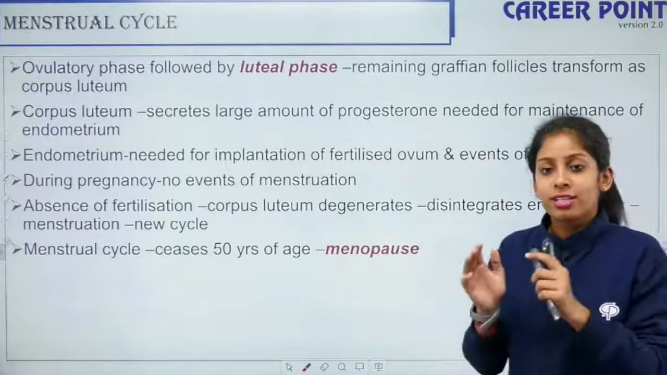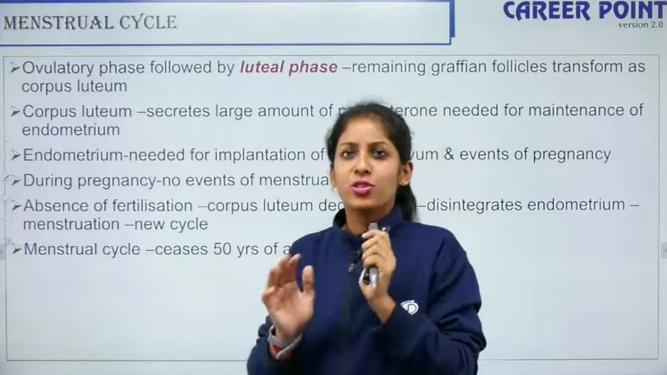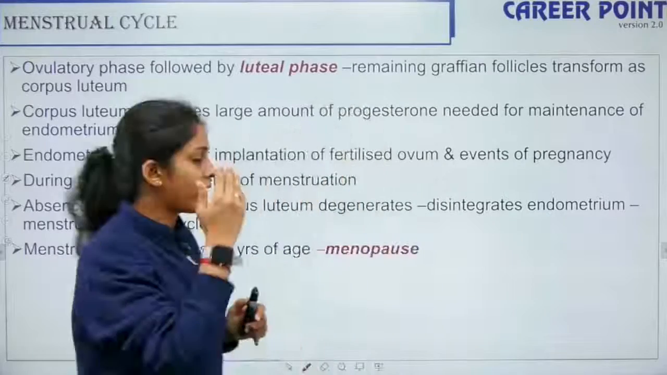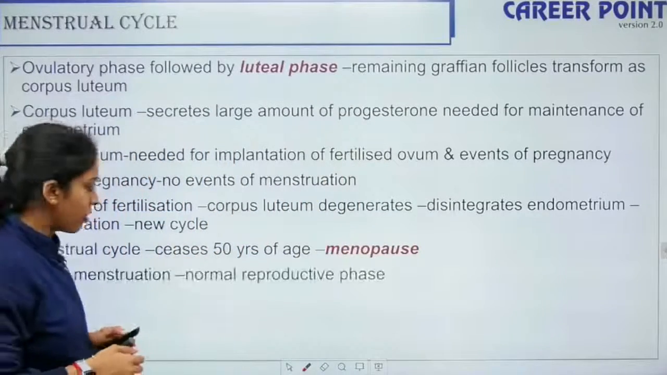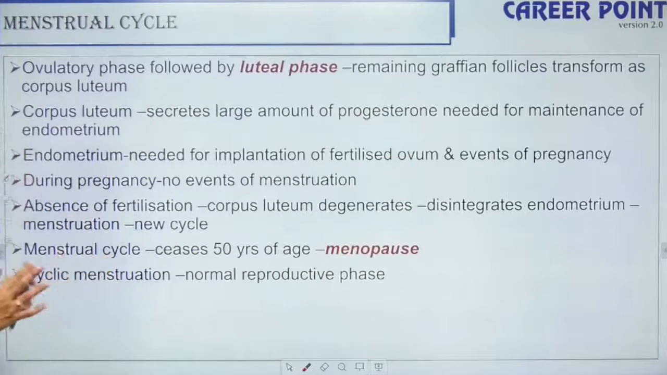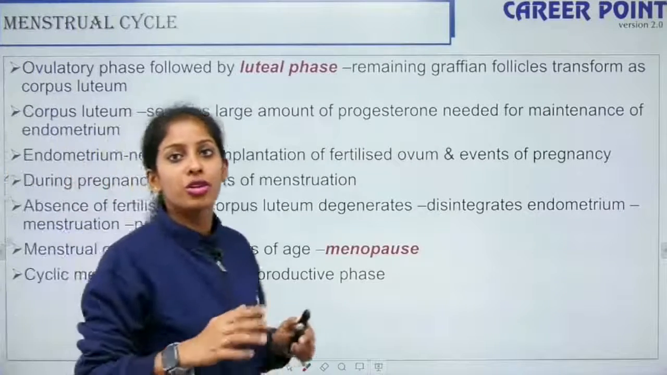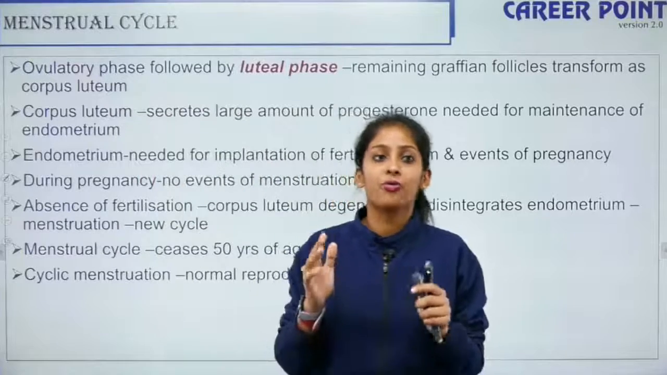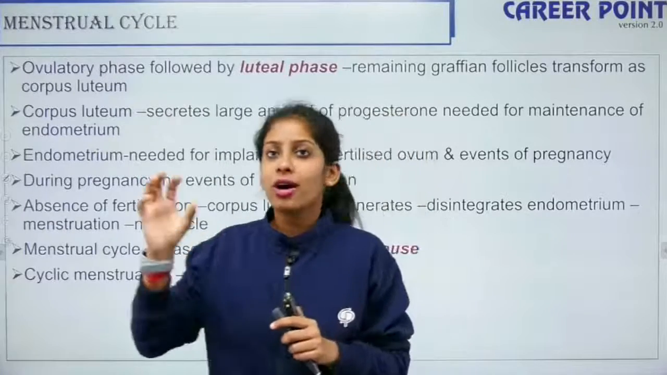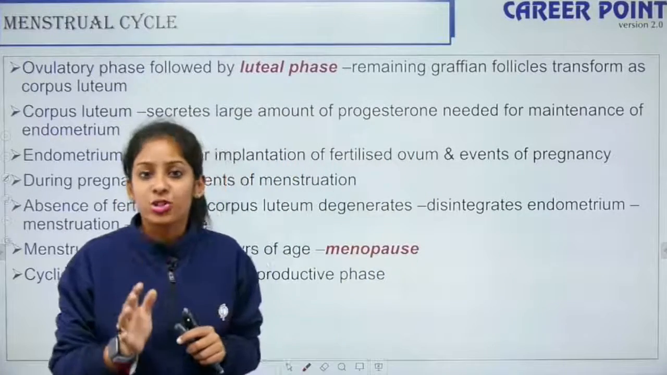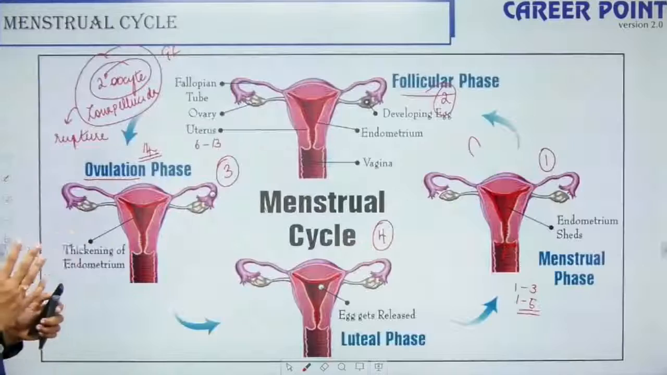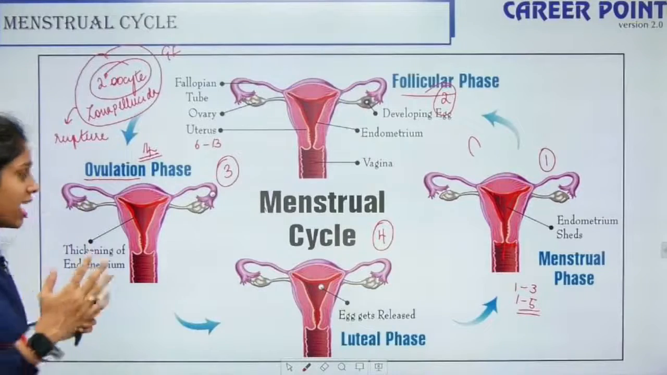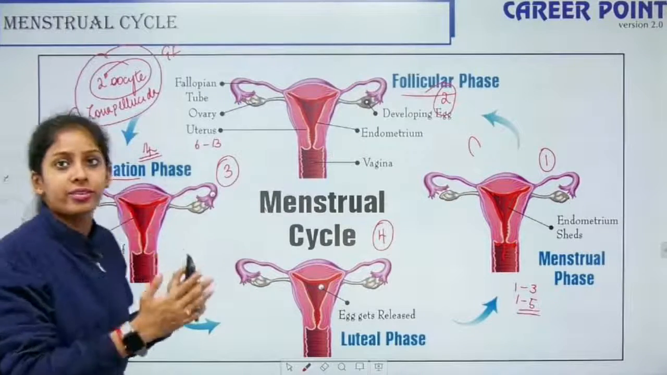The menstrual cycle stops at the average age of 45 to 46. You can say the maximum age limit is 50, so that is your menopause. Cyclic menstruation is very important for the normal reproductive phase. That is how the pair of ovaries function. Every month you collect one ovum from each ovary. So that is how your menstrual cycle works.